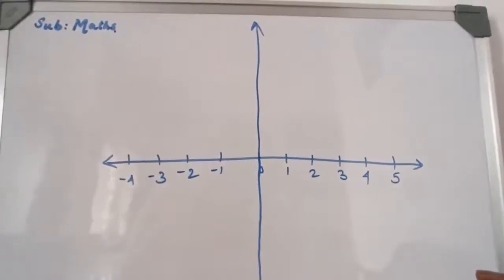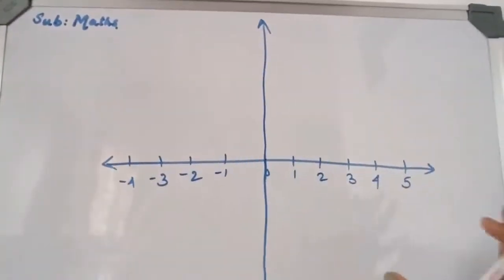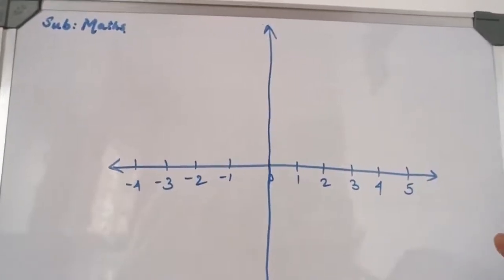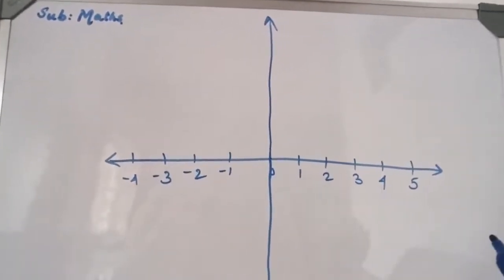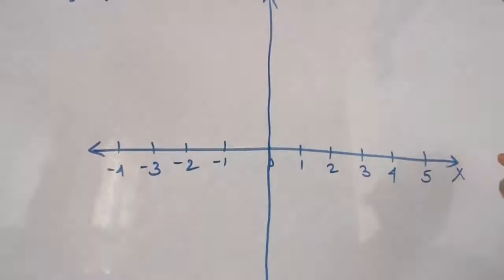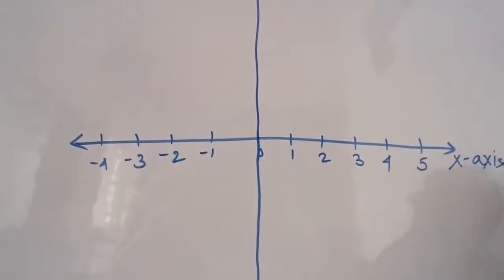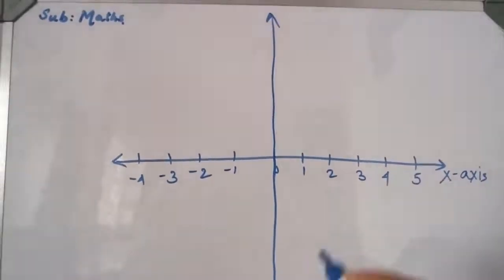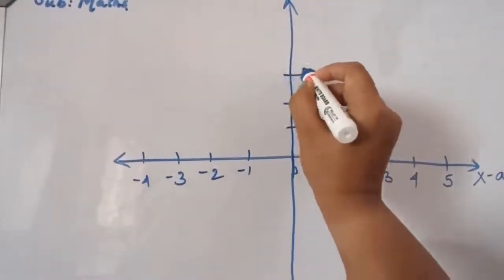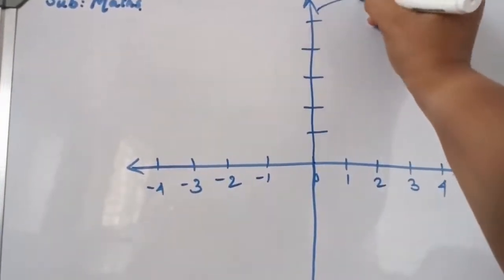Now I am naming these two number lines. When I am using two number lines, I have to name them, as you all have a particular name. The first number line, which is horizontal, is known as the x-axis, and the vertical one is known as the y-axis.